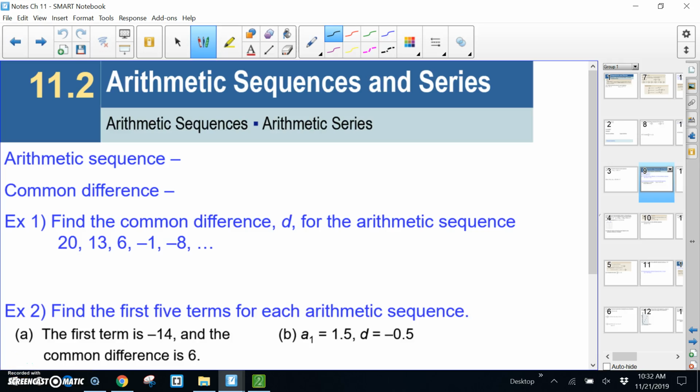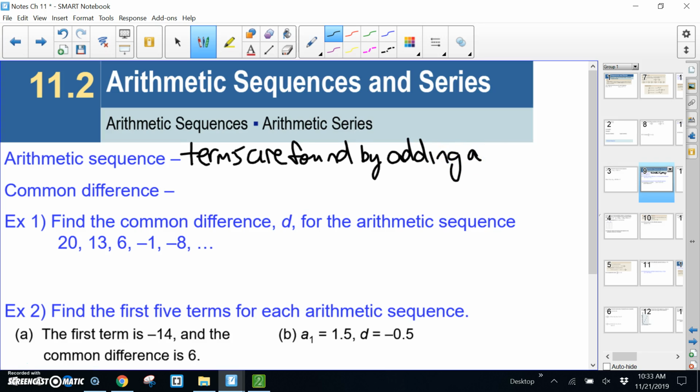11.2 Arithmetic Sequences and Series. Okay, an arithmetic sequence is where terms are found by adding. And you're adding a fixed number over and over and over again. The common difference is that number that's being added.